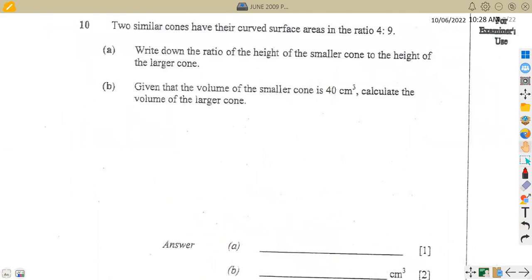Okay, number 10, you're given 2 similar cones. You've got their curved surface areas in the ratio of 4:9. So take note, what are you given? This is area factor. Whenever you're given anything that has to do with area, that means we've got area factor. So the question is, write down the ratio of the height of the smaller cone to the height. Whenever you're dealing with the height, length, this is scale factor. So the question is simply saying, find the scale factor from area factor.